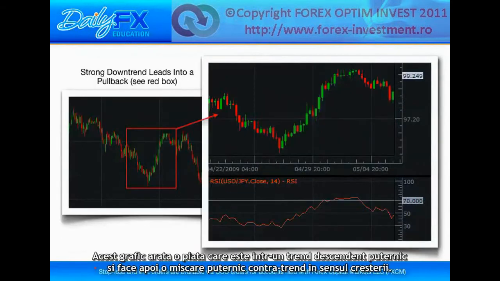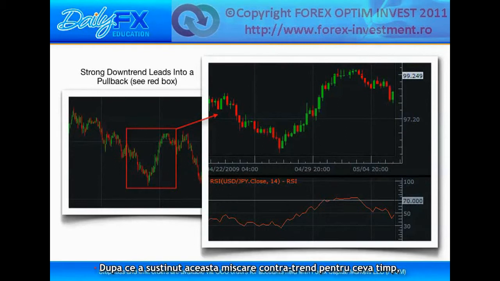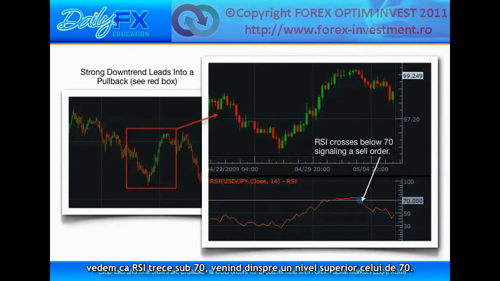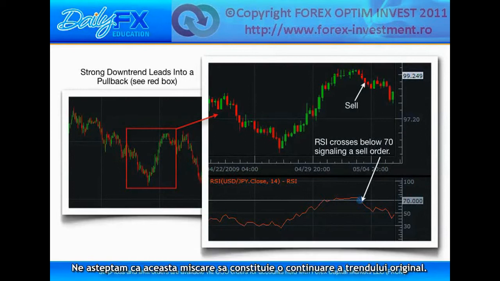This chart shows a market that is in a strong downtrend and then makes a strong counter move to the upside. The counter trend move causes the RSI to move into overbought territory. After sustaining this counter trend move for some time, we see that the RSI moves to below 70 from above 70. This is a classic selling opportunity. We simply look for the move to below 70 to signal our sell entry. We expect this move to signal a continuation in the original trend.